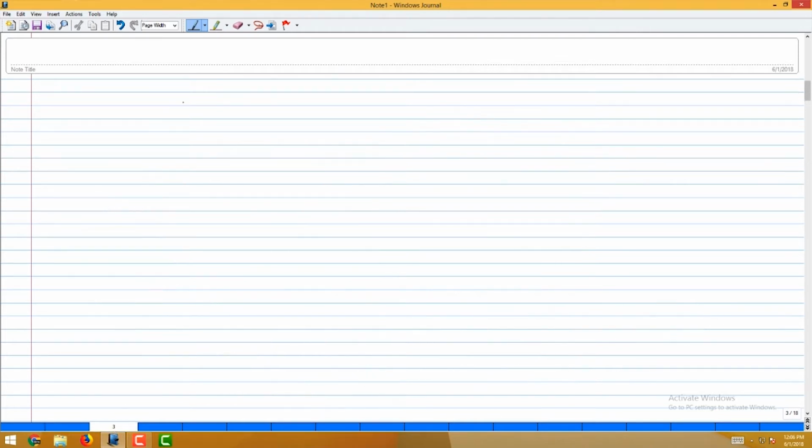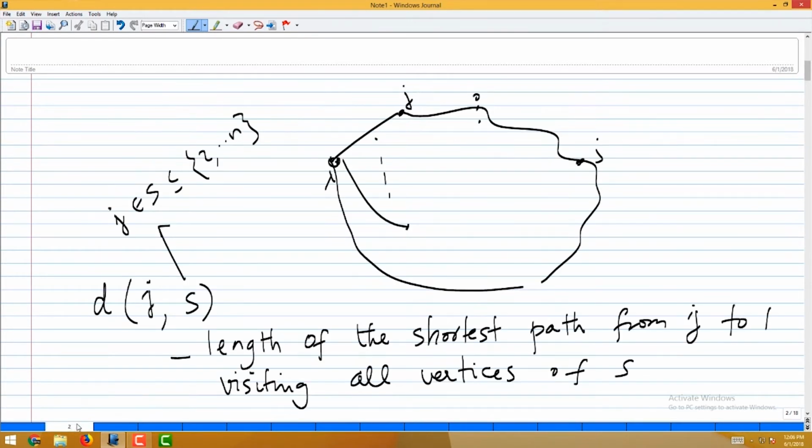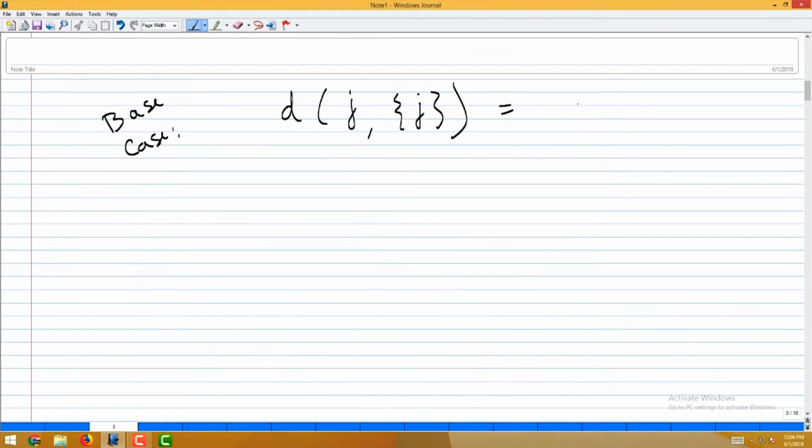So, base case: d(j, {j}) is exactly d(j,1). This is there in your input graph, so you can compute this.